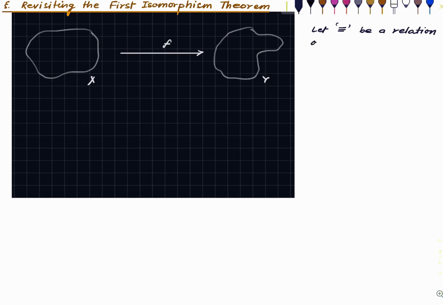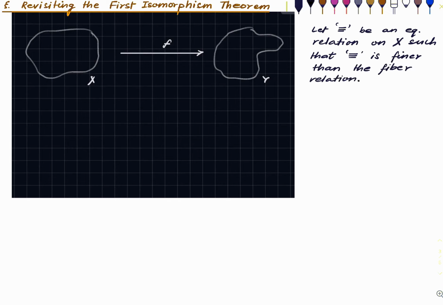This is an equivalence relation, not just some relation, on X such that this guy is finer than the fiber relation. What does that mean? If you remember from the lecture on set theoretic quotienting, this just means that each equivalence class under this relation is contained in some fiber.